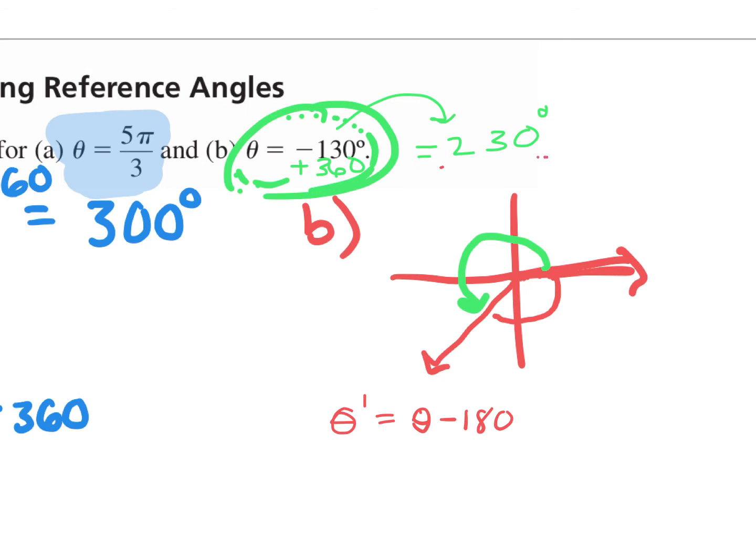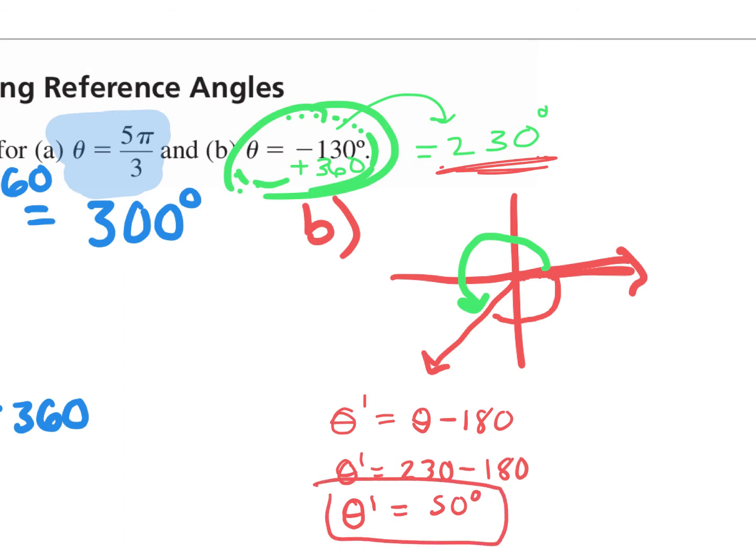Our theta here is 230. So we have 230 minus 180. What's 230 minus 180? Perfect, 50. So our reference angle is 50 degrees.